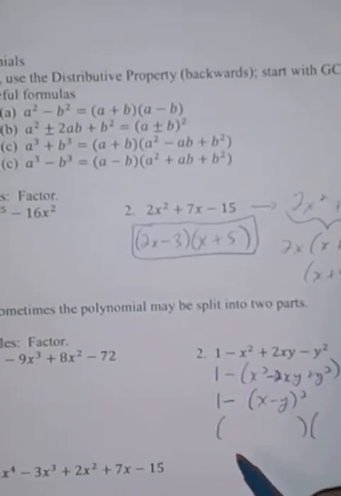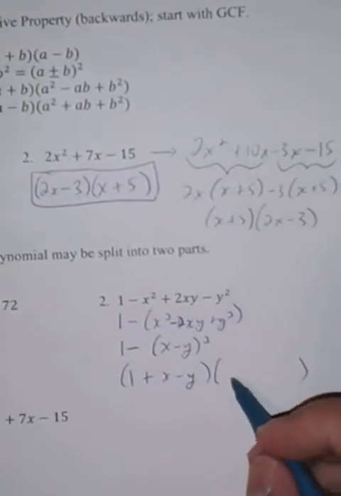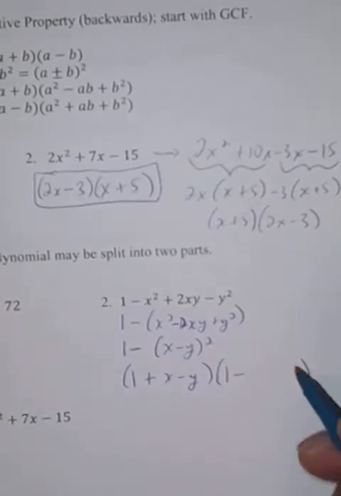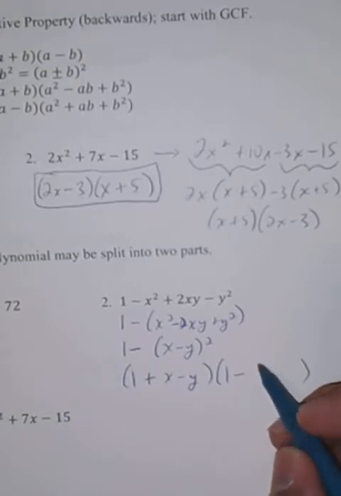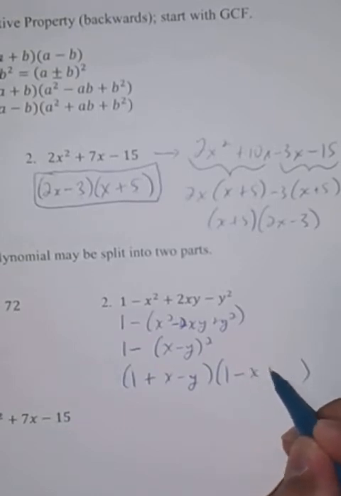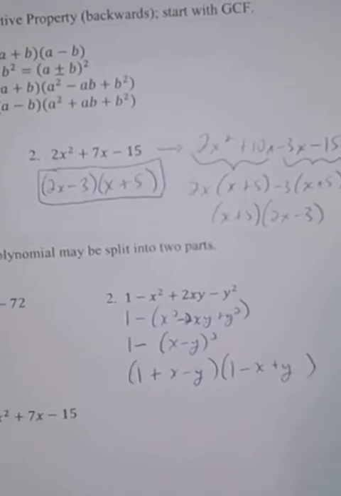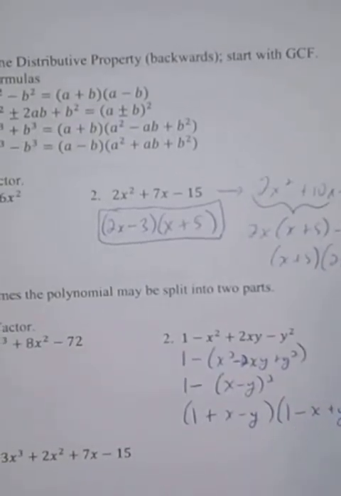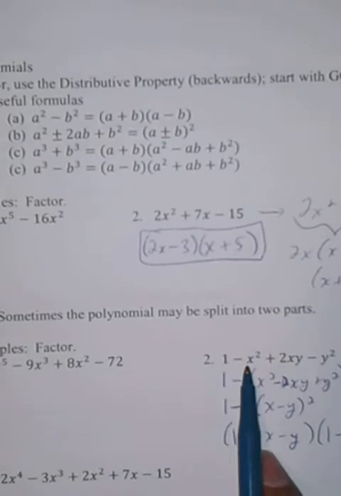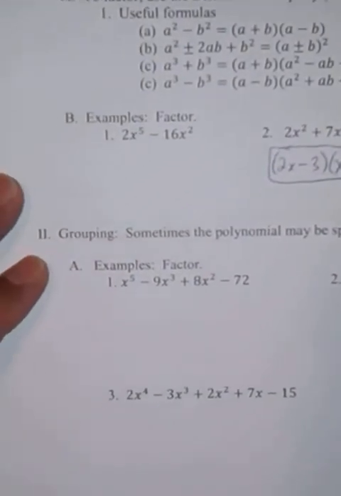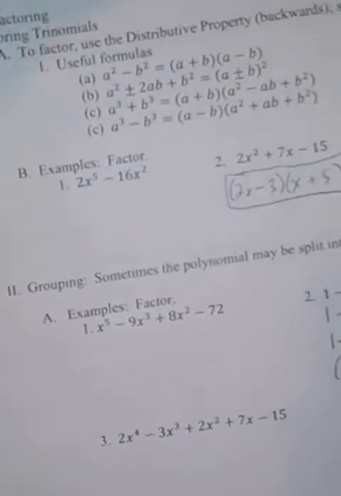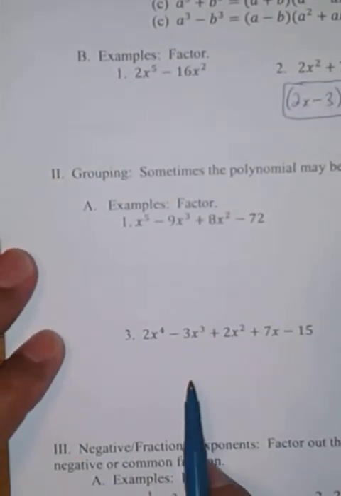Okay, so a would be 1 plus x minus y, and then 1 minus x minus y, and so I'm going to distribute the negative, so it would be 1 minus x plus y. All right, and if we were to distribute all that out, it would give us back 1 minus x squared plus 2xy minus y squared. All right, let's try number 3, and I'm going to leave number 1 to work in class, but number 3, maybe we'll just start off number 3.